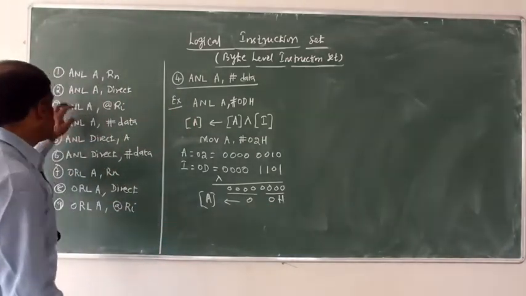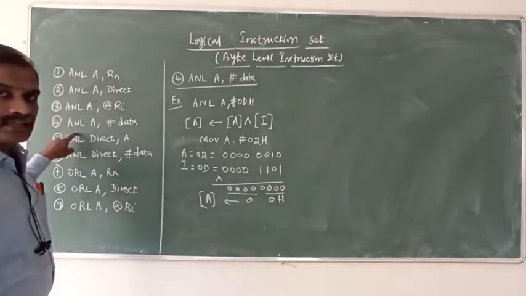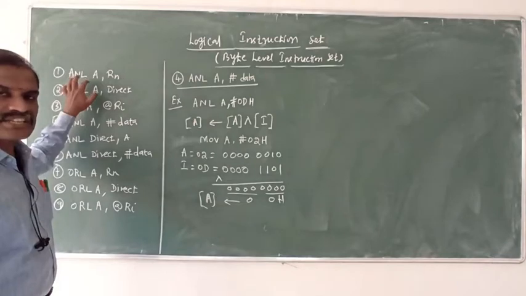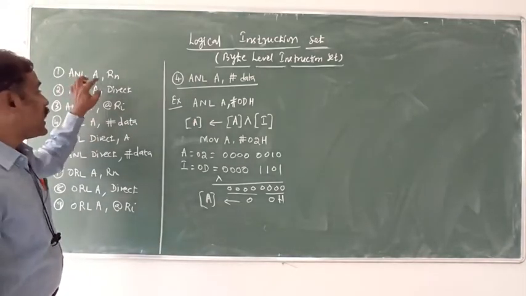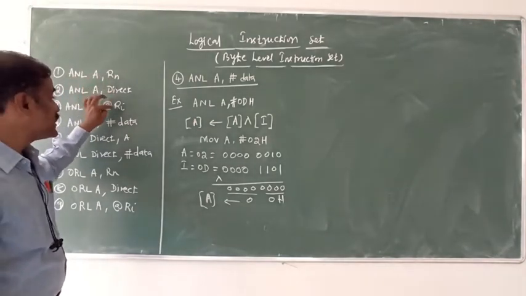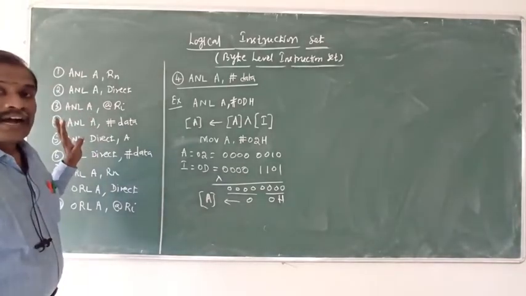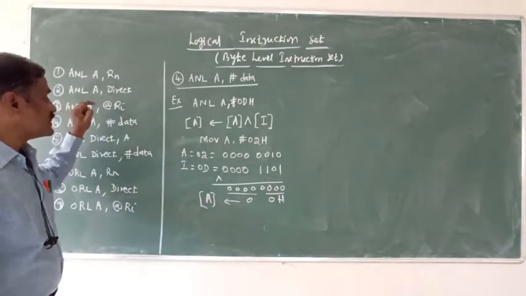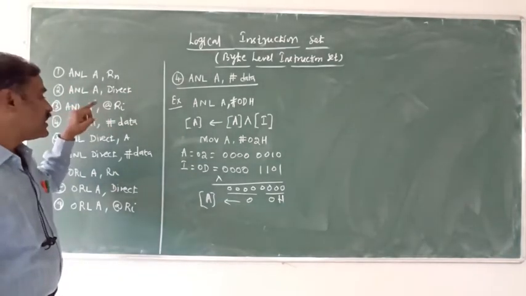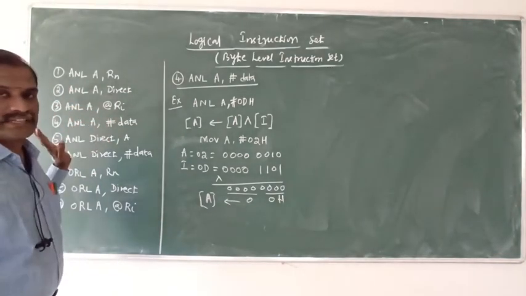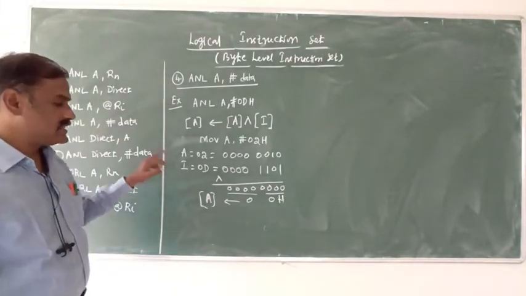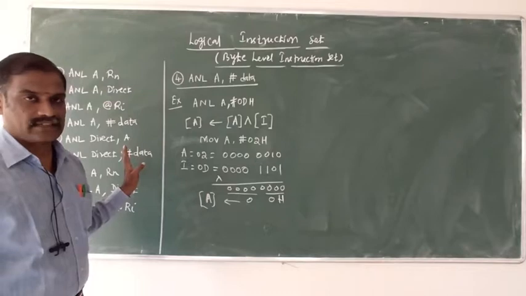All the 4 instructions have the destination A register, and the source will be different addressing modes: either register, direct, indirect memory address location, or immediately given 8-bit. After logically ANDing, the result always moves to the A register itself.